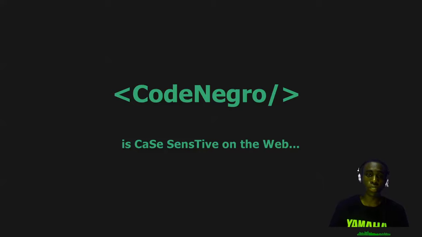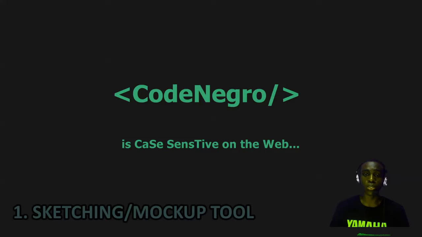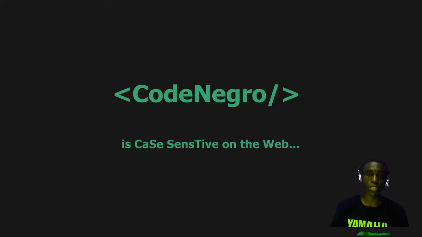Alright, so the first tool you need is actually a sketching tool or a mockup tool. This is something that will help you create the layout of the site you're trying to build. You know, when you're trying to build a house, you first of all go and meet an architect for him to draw a kind of plan for you, so that you can give it to the builders, and the builders now replicate those ideas and build it as a house for you.